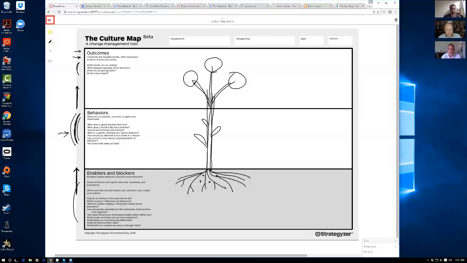Asking questions like, what does a great day here look like? What was the best day you ever had here, and what made it great? What does a terrible day here look like, and what made it bad? And sometimes we might divide the map into behaviors that people consider positive and behaviors that people consider negative.